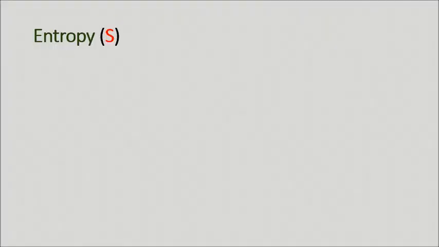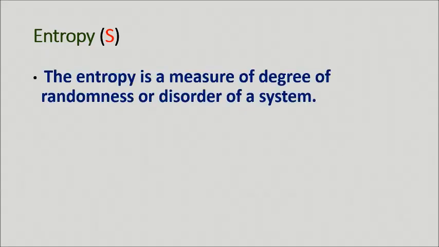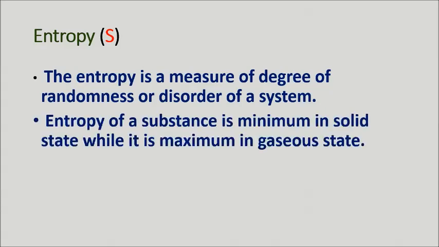Next we have to see the property entropy, and it is defined by the capital S. How can we define it in sentences? It is the measure of the degree of randomness or disorder of a system. And entropy is minimum in the solid state while it is maximum in the gaseous state.